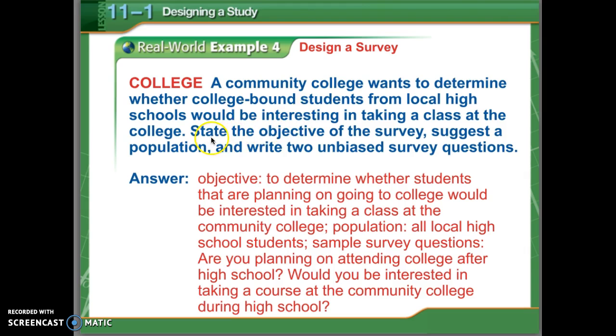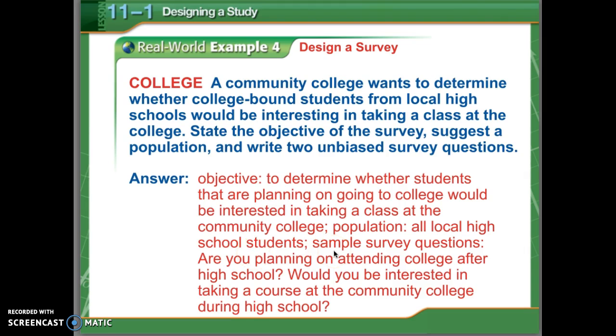Okay, so the first thing we're going to look at is the objective of the survey. What do they want to know? They want to determine whether the college-bound students from local high schools would be interested in taking a class at the college. So you're just rephrasing what is given in the example. The population, if they are determining college-bound students from local high schools, the population would be all the local high school students. And then 2 possible survey questions.